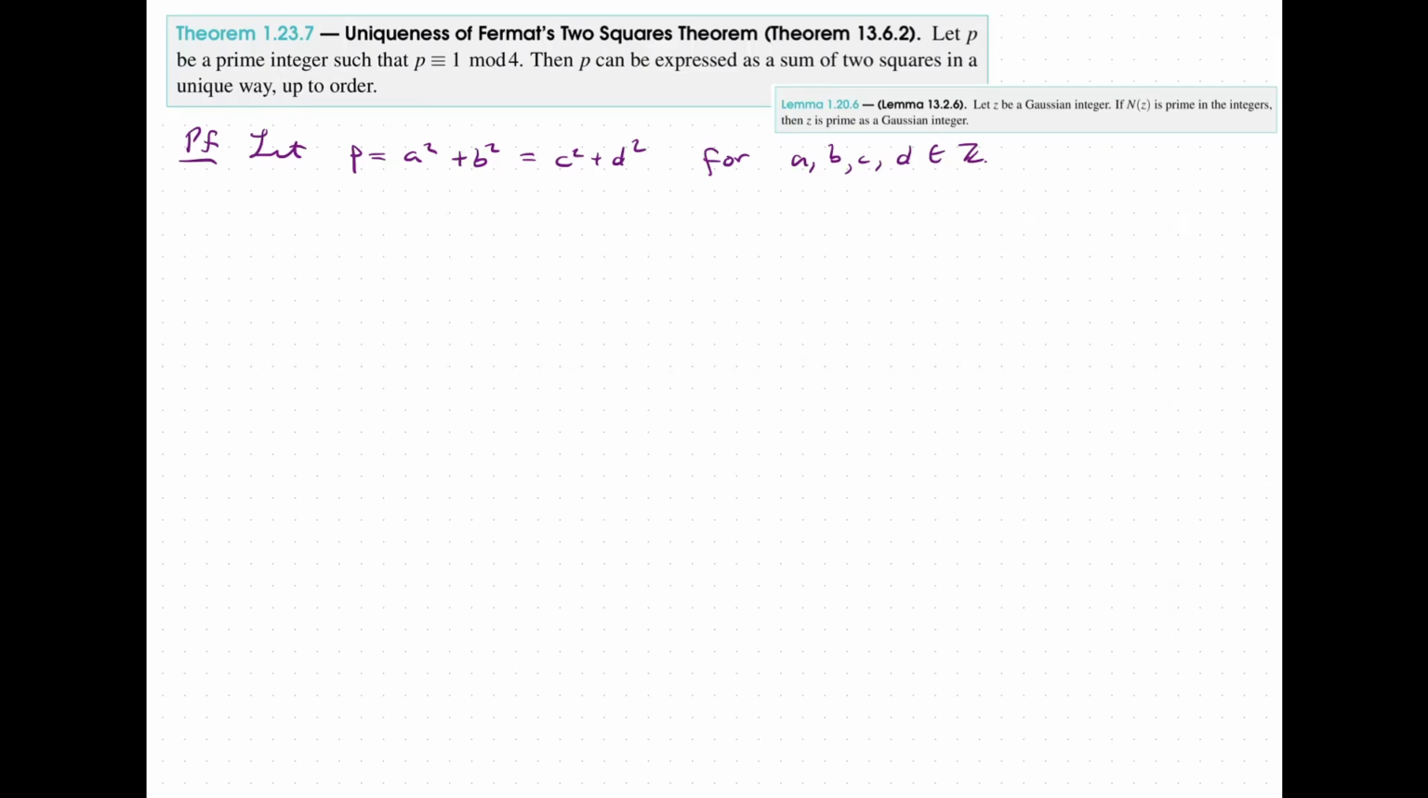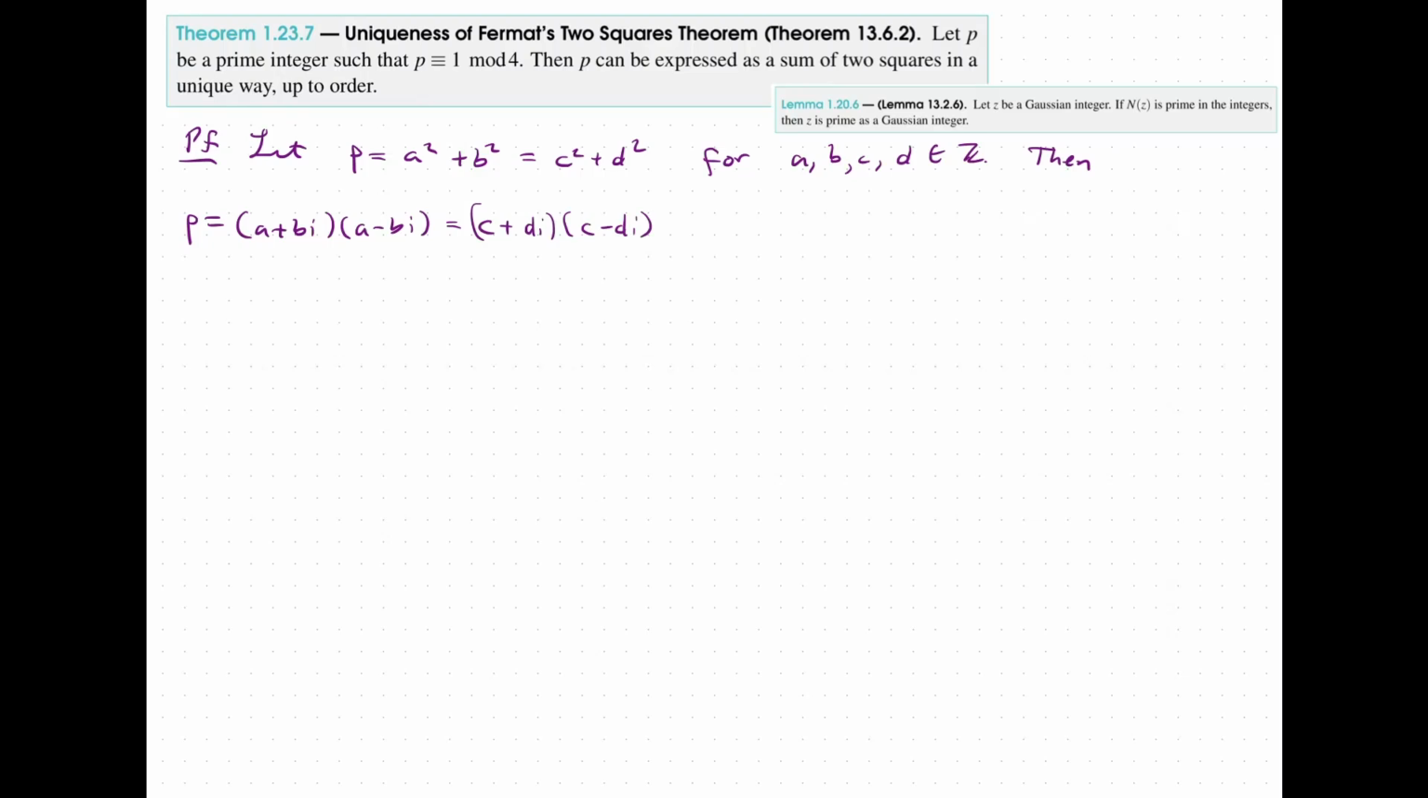And so the way we're going to go about this is by realizing that if we have that p can be written as a sum of squares, over the Gaussian integers we have a factorization for p. So specifically, we have that p is equal to a plus bi times a minus bi, which is equal to c plus di and c minus di. So we have these two factorizations here.